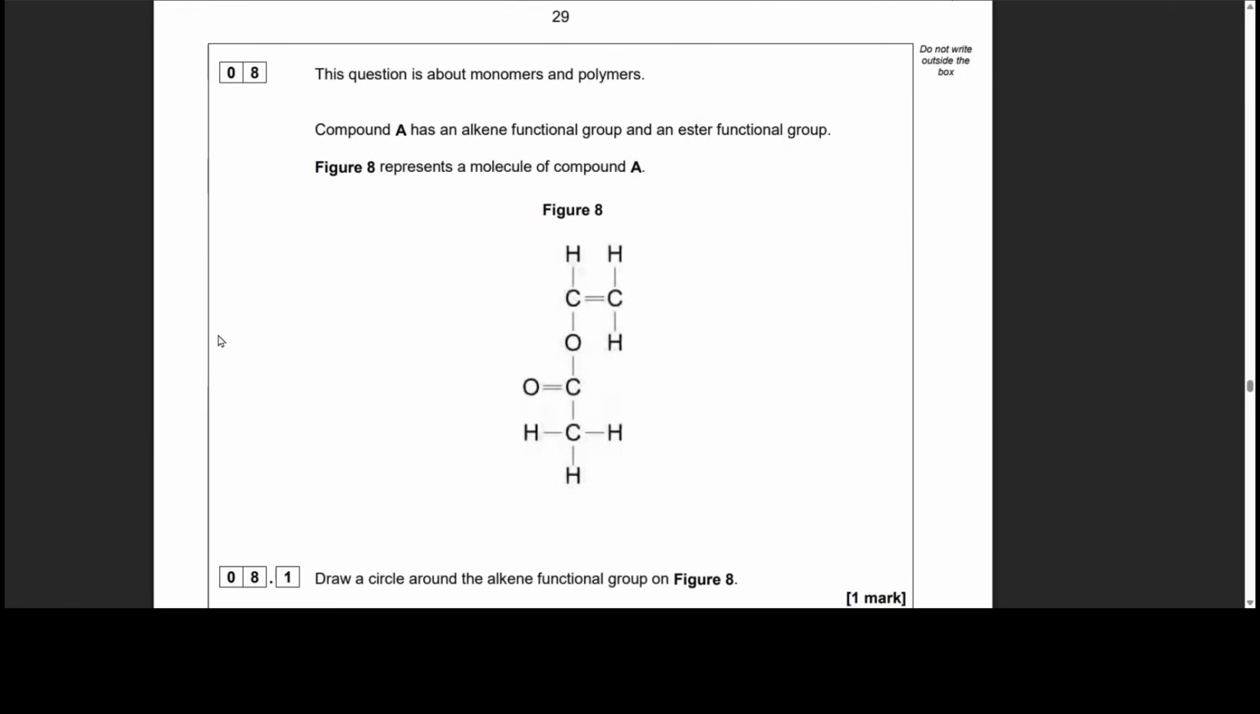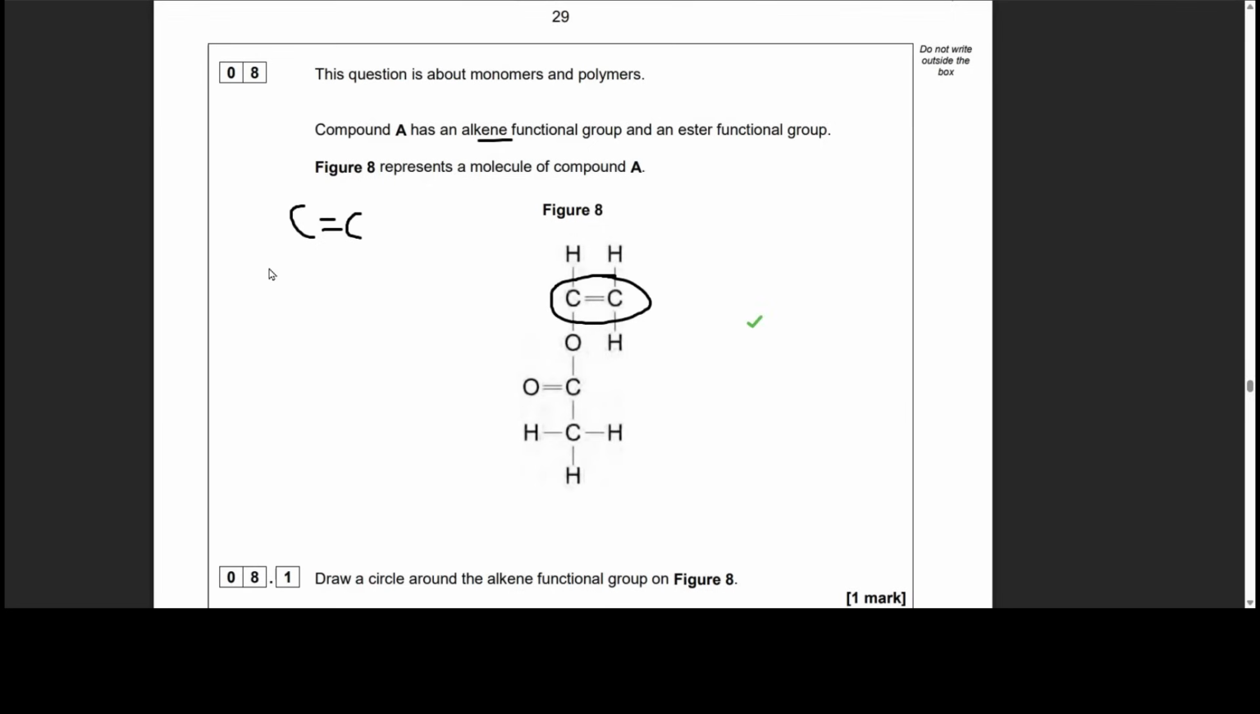Right, question 8. This question is about monomers and polymers. Compound A has an alkene functional group and an ester functional group. Figure 8 represents a molecule of compound A. So it says it has an alkene functional group. Draw a circle around the alkene functional group for 1 mark. So alkenes. What are alkenes? We're looking for the C=C double bond. Can you find it? Yep, of course you can. It's right there, and that will get you a fat mark.